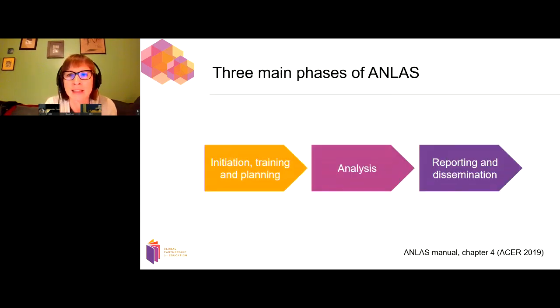So how is ANLAS implemented? Basically in three main phases. That is the initiation, training and planning phase, followed by the actual analysis phase, and then the reporting and dissemination phase. Let's have a quick look at each of these phases.